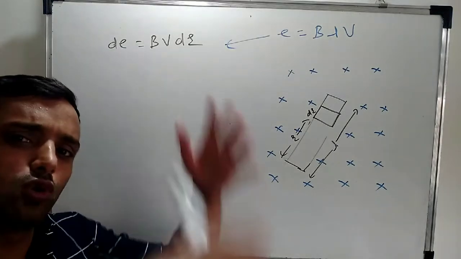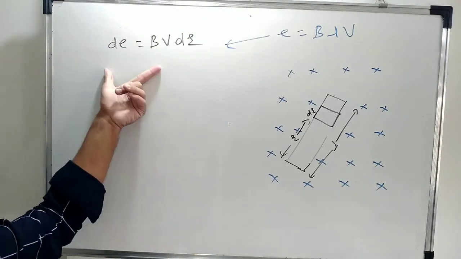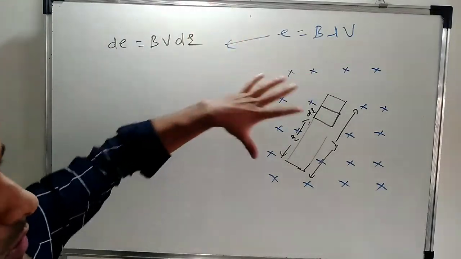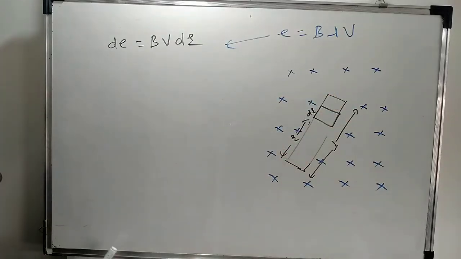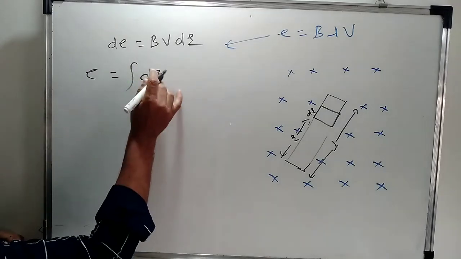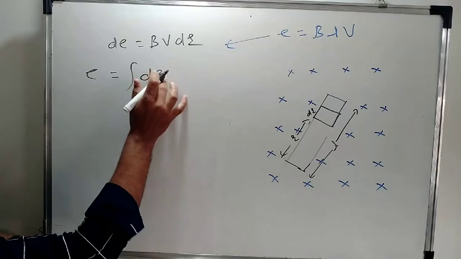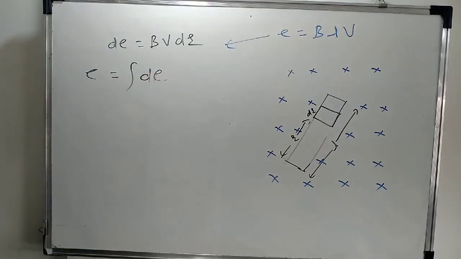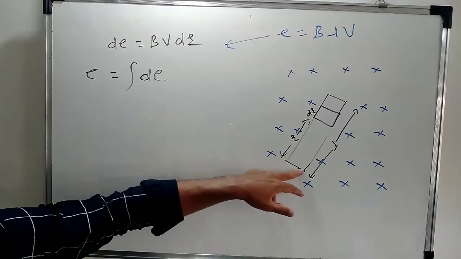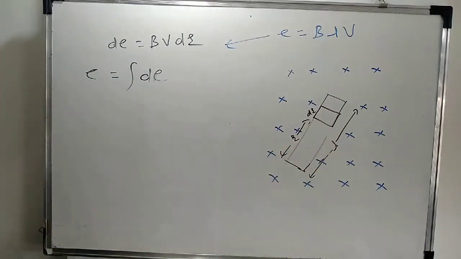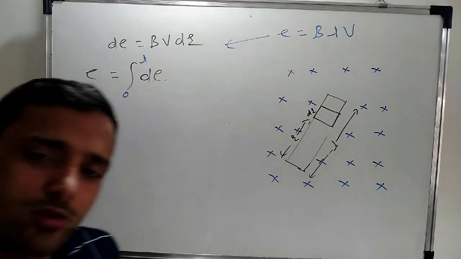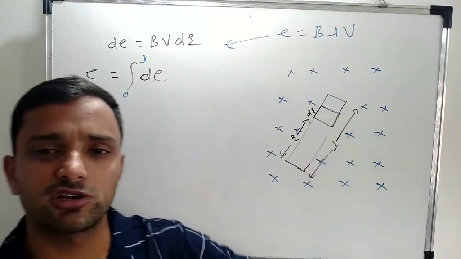Now how to determine the total induced EMF? We have the value of induced EMF for small element dr. So how to determine the total induced EMF for the complete length of the conductor? In that case, the total E is given by taking the integration of the small induced EMF dE. If you take the integration of the small dE, we get the value of total induced EMF. What is the limit? The initial is 0, the maximum length of the conductor is L. So we can write the limit as 0 to L.